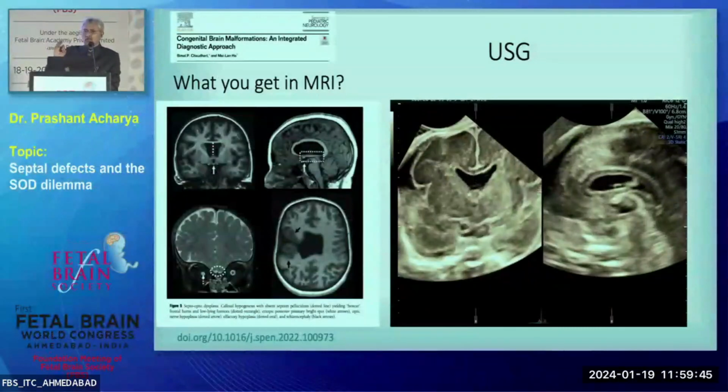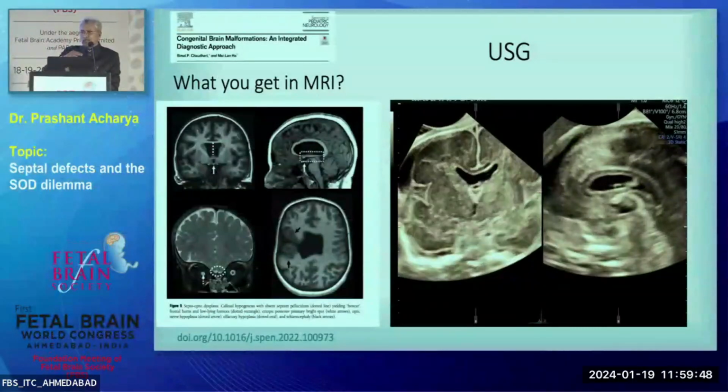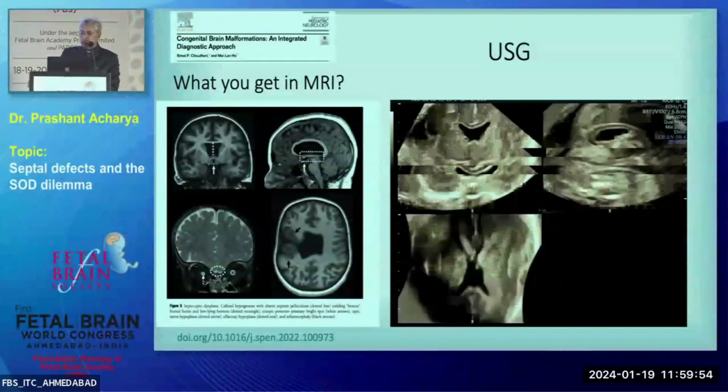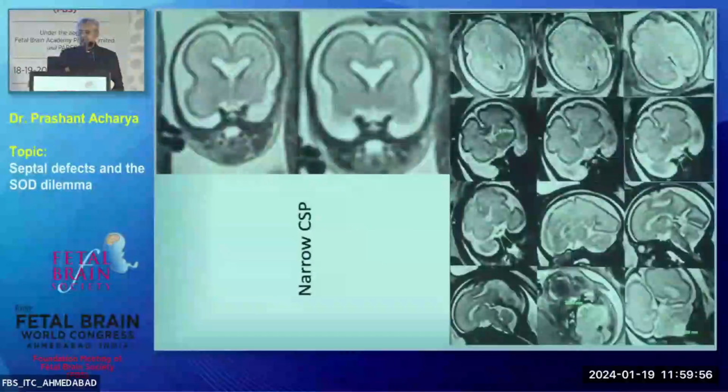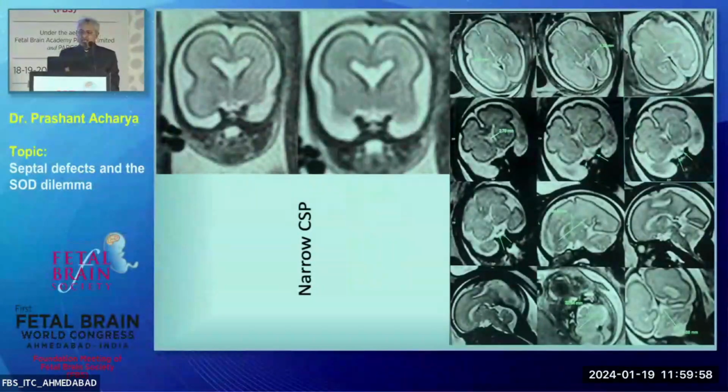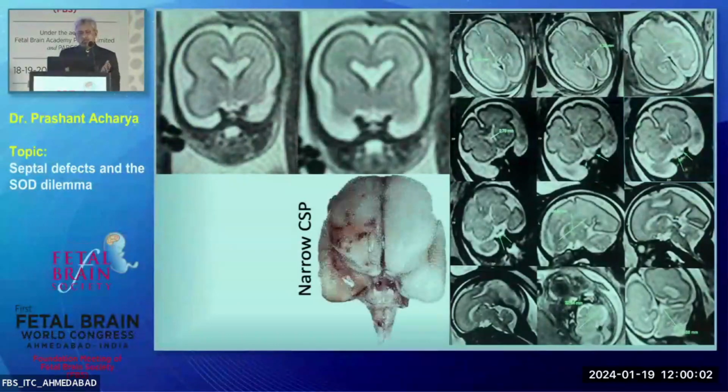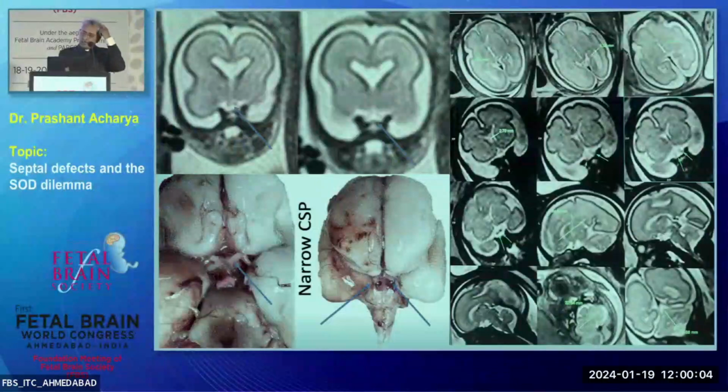Diagnosis is done on 2D, one coronal 2D, and your diagnosis is done: you are dealing with absent septum pellucidum. But for looking for septo-optic dysplasia, it is the 3D which may help you in identifying the things. These are the narrow CSP, again one of the structures where you should be looking, and that's where it may give you some additional information.